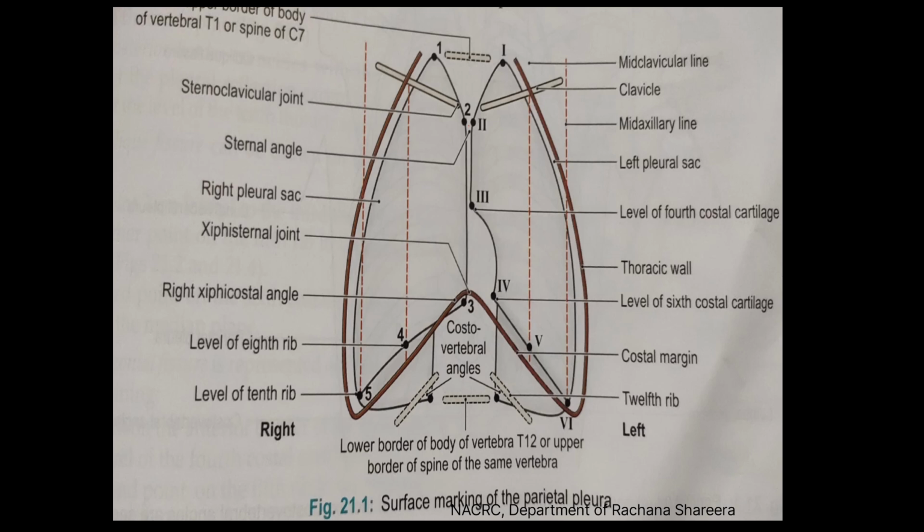In the left side it is different. Then we discuss the fourth point of the right lung, which is the level of the eighth rib at the midclavicular line. This is your clavicle, and this is your midclavicular line, and the level of the 10th rib at the midaxillary line. Then on the back side or posterior side, the lower border of the body of vertebra T12 and the upper border of the spine of the same vertebra are the level of your parietal pleura surface.